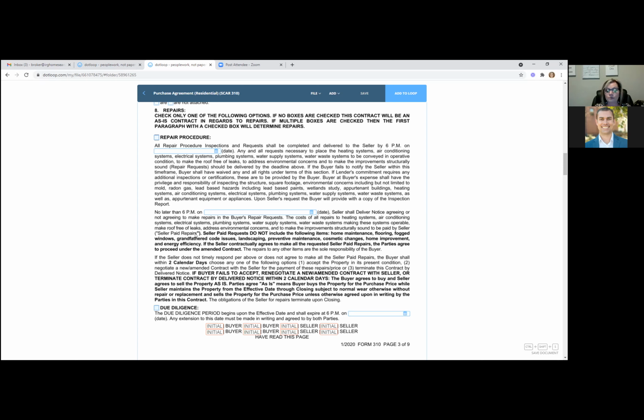Seller paid requests do not include home maintenance, flooring, fogged windows, grandfathered code issues. So if you have a 1970s brick ranch and the inspector said that none of these outlets are grounded and they're not GFI, that's not the seller's responsibility to bring that up to today's codes. As long as they are working, then the buyer has to be okay with that.